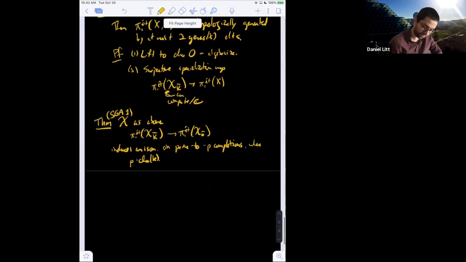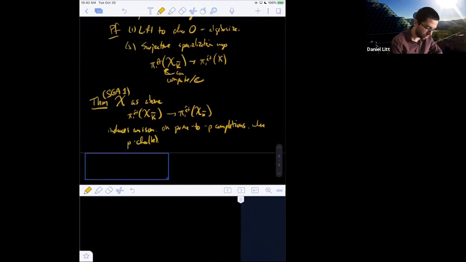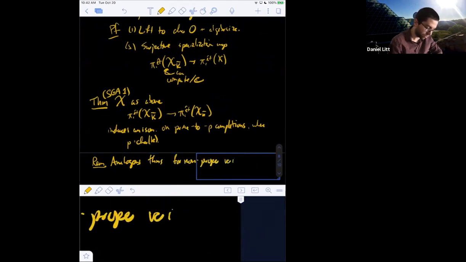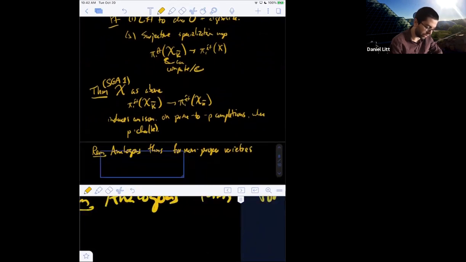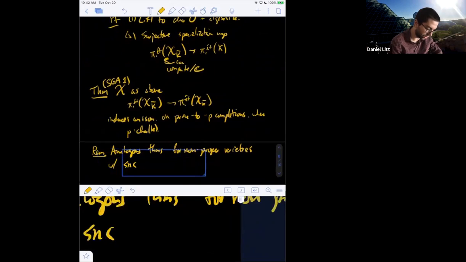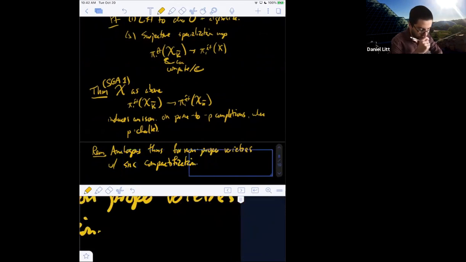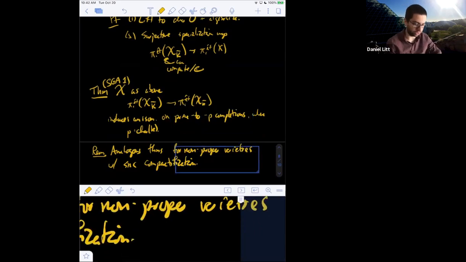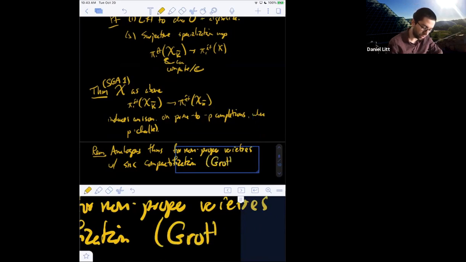Okay, and a couple more remarks. There are analogous theorems for non-proper varieties with a simple normal crossings compactification. They're substantially harder. Moreover, one can say things beyond the prime to P completion. The reference, and I encourage you to take a look at this, is Grothendieck–Murre.